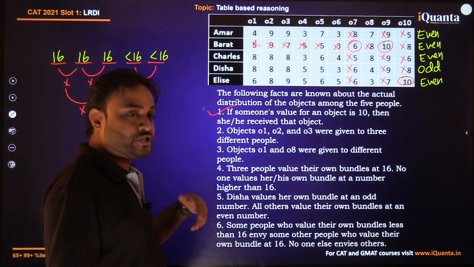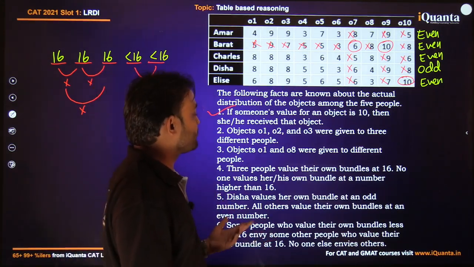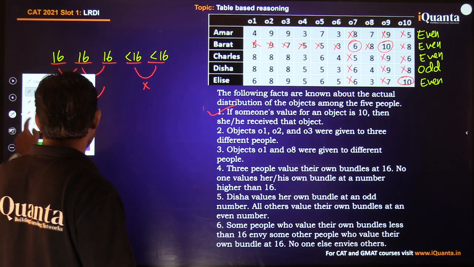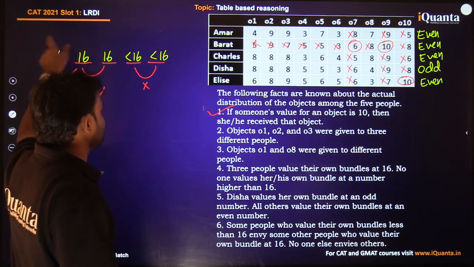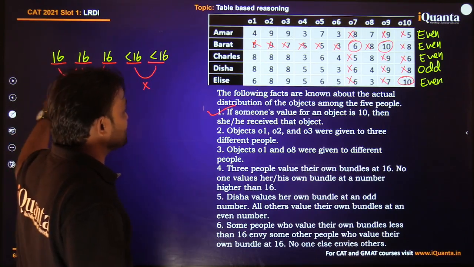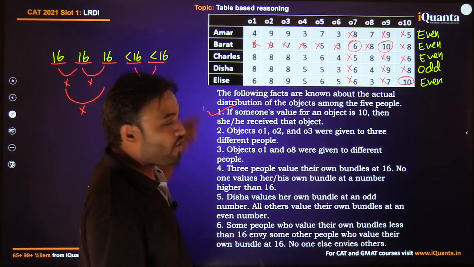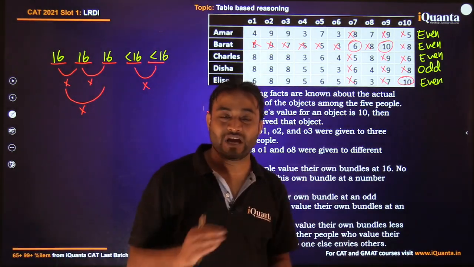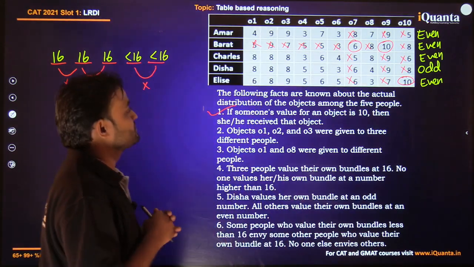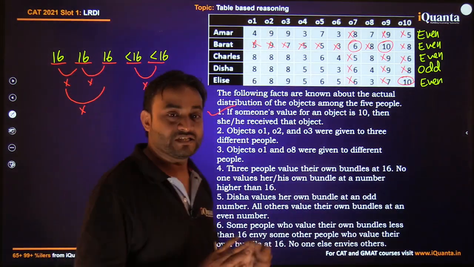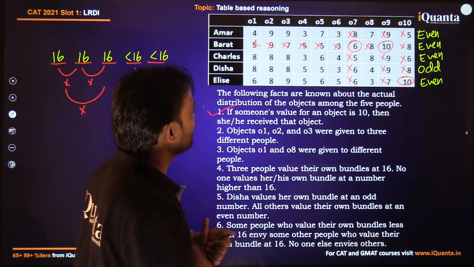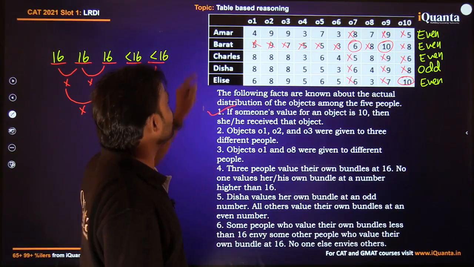Now how do we proceed from here? First we need to find who these three people are who got 16. Any three of A, B, C or E would have received 16, and one must have received less than 16.